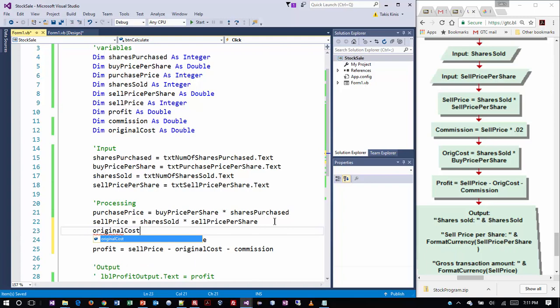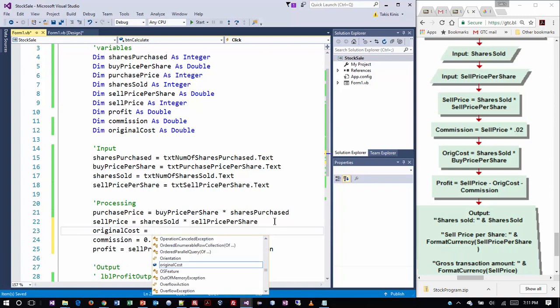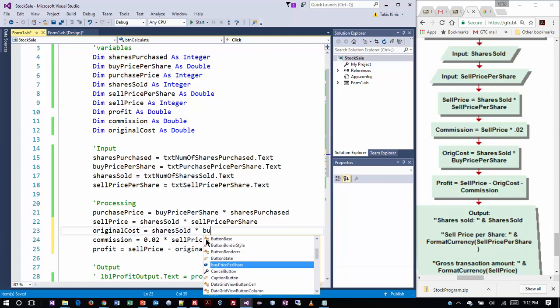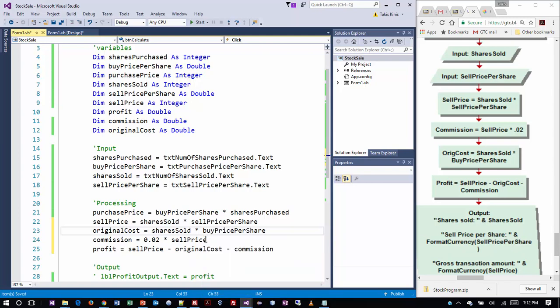Original cost equals, and we can just follow what we have here, shares sold times the buy price per share. So it's the original cost of whatever shares that we're selling. Okay, what do you think? Are we good now? All the green lines went away.